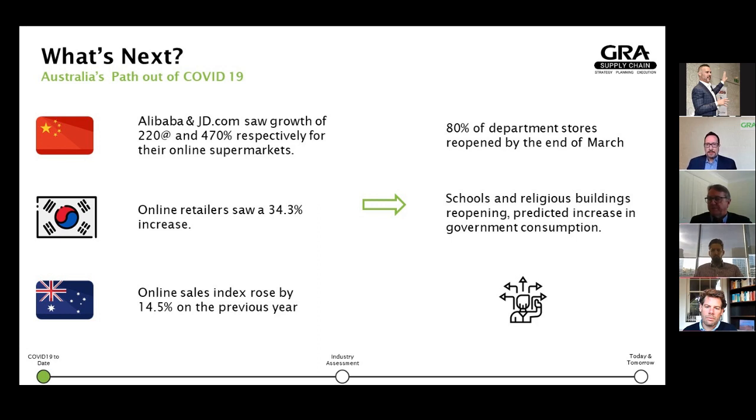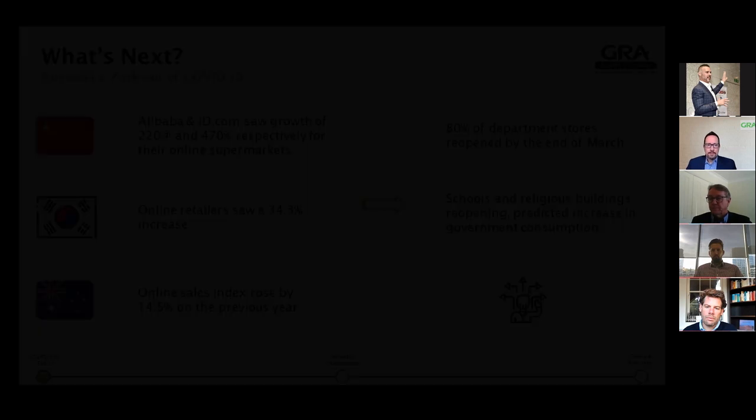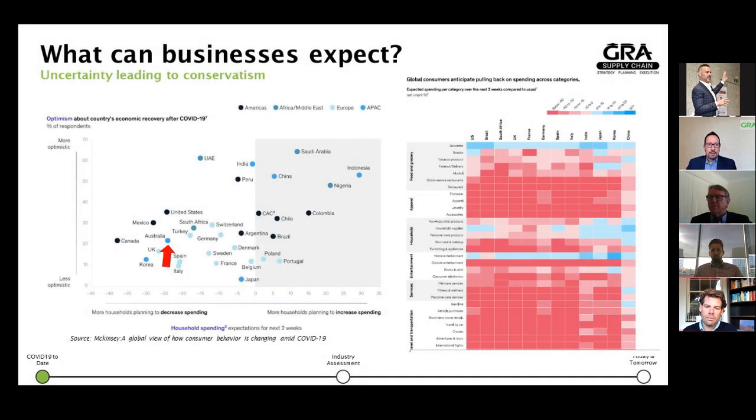But again, the signals that some of the research is showing is that Australian households are reasonably pessimistic. So consumer sentiment and demand may still be dampened. This graph here shows the level of optimism in terms of household spending. The further to the bottom left of that chart that you go, it represents a lesser amount of optimism or a greater decrease in spending. So Australia's pretty far down in that particular section.